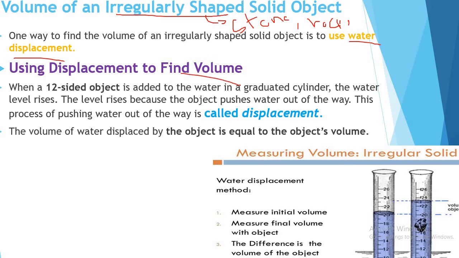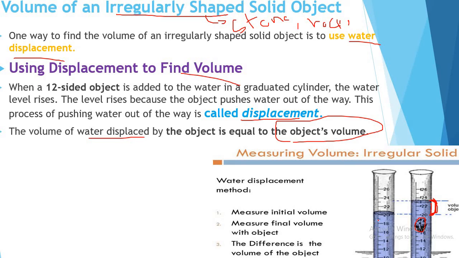Using displacement to find volume. When an irregularly shaped object is added to the water, what happens? The water rises up. The level rises because the object pushed water out of the way. This process of pushing water out of the way is called displacement. So this is called displacement. The volume of water displaced by the object is equal to the whole object's volume.